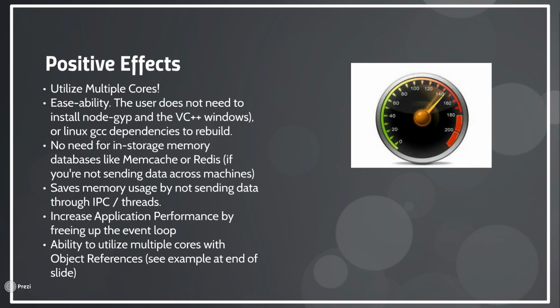Utilize multiple cores. Ease of use: the user does not need to install node-gyp and other VC++ dependencies if they're on Windows. They don't need a node-gyp toolchain. Don't need anything. If it's added into the core, you can add one line of code in your app. Boom. You've got shared memory.